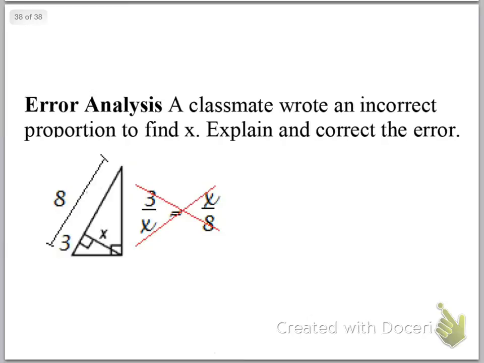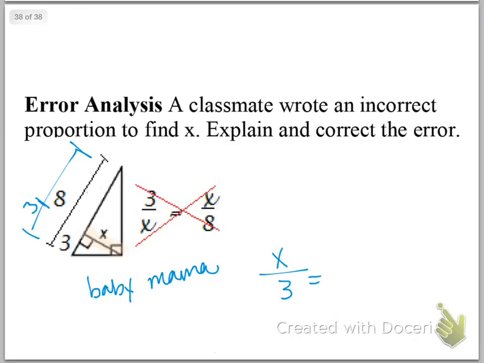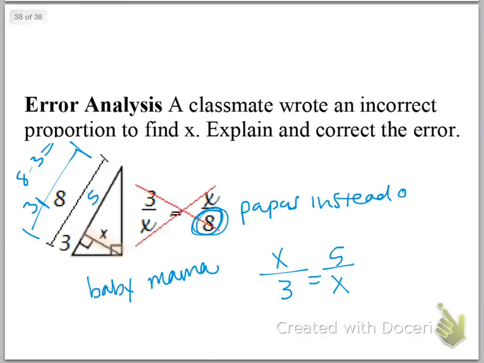Okay, error analysis. A classmate wrote an incorrect proportion to find X. Explain and correct the error. So X right now, if I highlight, is touching baby and mama. So if I set it up, I got X over baby, which is 3, equal to mama. I don't know mama. I know this entire length is 8, and this teeny portion is 3. So if I do 8 minus 3, I should get what I want left, which is 5. So mama is 5, and then we match our X altitude again. So it looks like what they did was they used Papa's instead of Mama's.